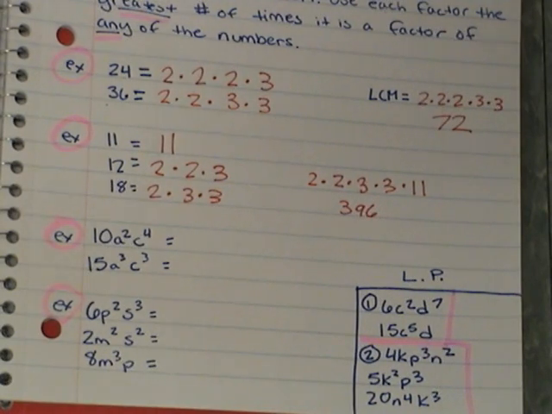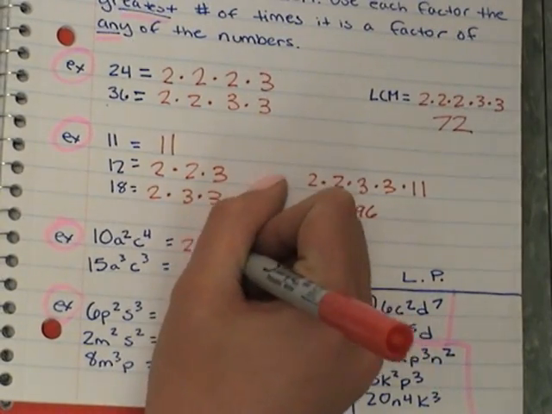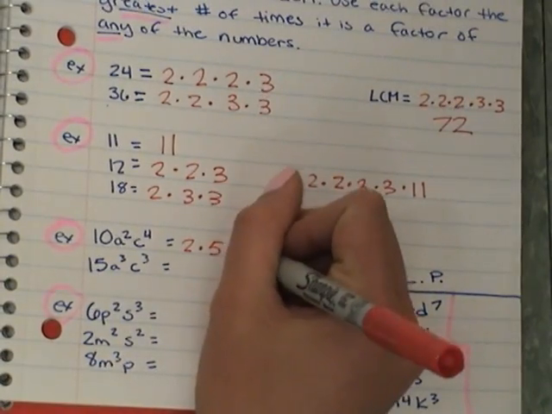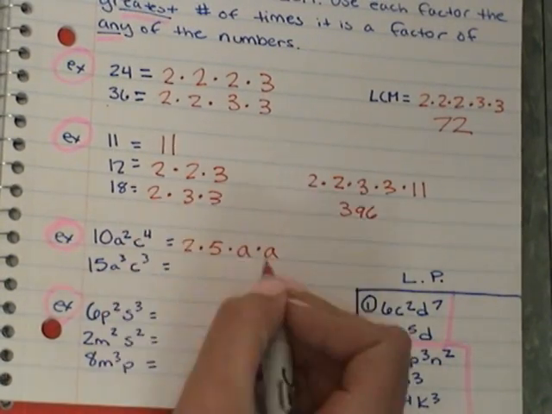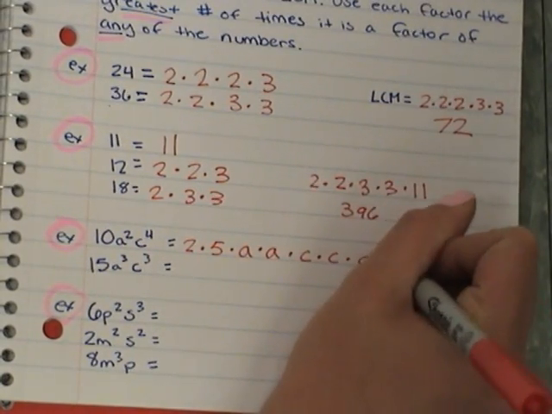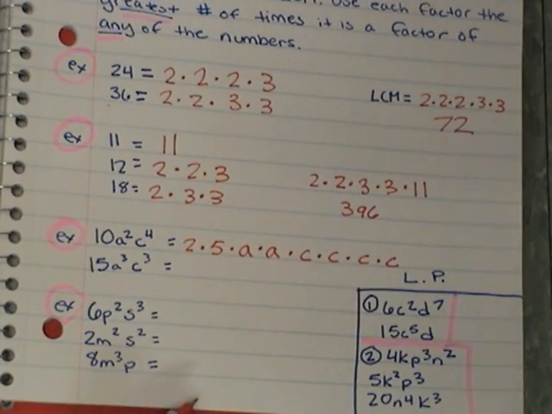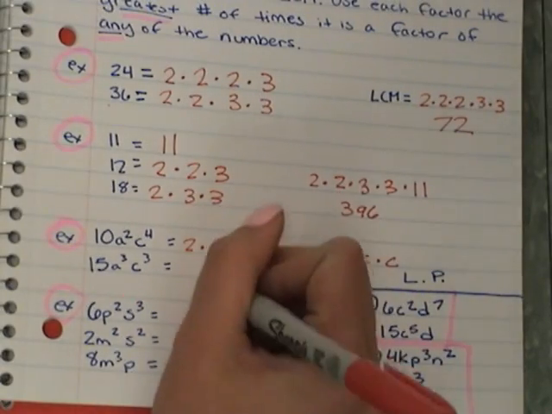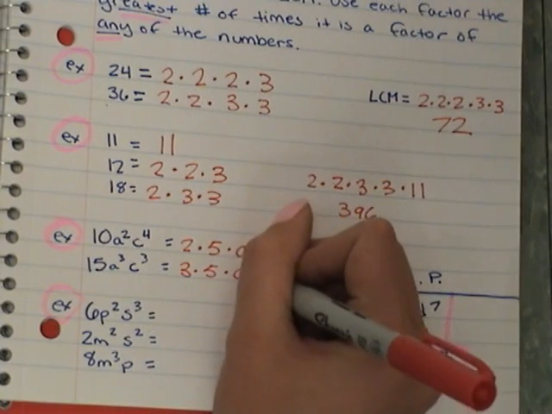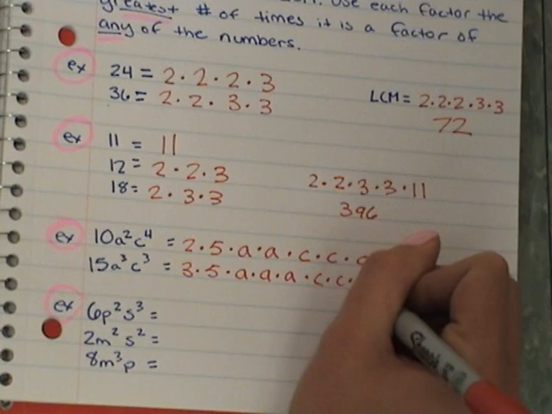So in the first one, I'm going to turn my 10 into prime numbers, which is going to be 2 times 5. 5 is prime, 2 is prime. Now I'm just going to break apart my letters. So I have A and A, because it's a to the second. A times A is A squared. C times C times C times C is C to the fourth. I'm going to go down and break my 15 into prime numbers, which would be 3 and 5. Then A to the third, so A times A times A, and C to the third, C times C times C.